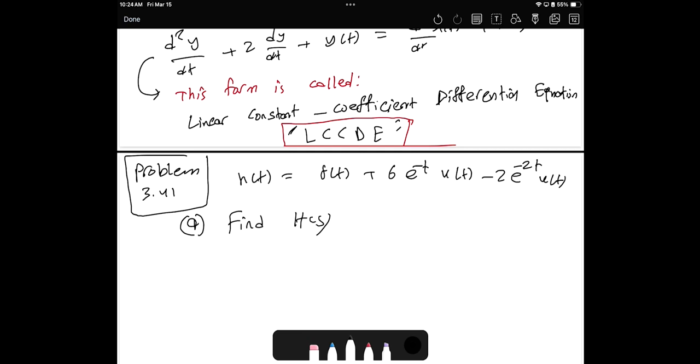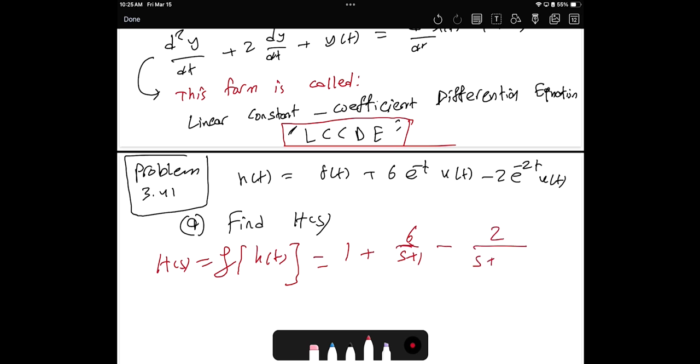How to find the transfer function? We will convert the impulse response from the time domain to the Laplace domain. So H of s is the Laplace transformation of h of t. The Laplace transformation of delta is 1, plus 6 times the transform of e to the negative t, which is 1 over s plus 1, so 6 over s plus 1. Then minus 2 over s plus 2, because e to the power negative 2t gives s plus 2. Okay? Then that question is done. So you see, you can do it in 20 seconds.